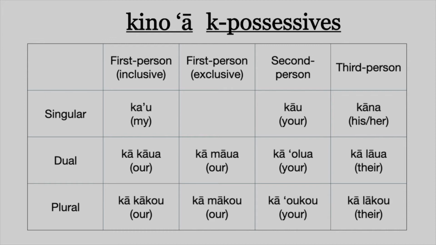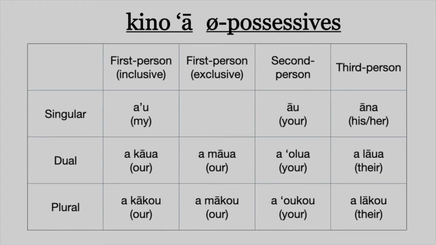And here are our kino a versions of our K possessives. In order to make kino a versions of zero possessives, you once again remove the K. But then for the plural possessives, you also remove the kahako. Kā kāua, a kāua. Kā mākou, a mākou.